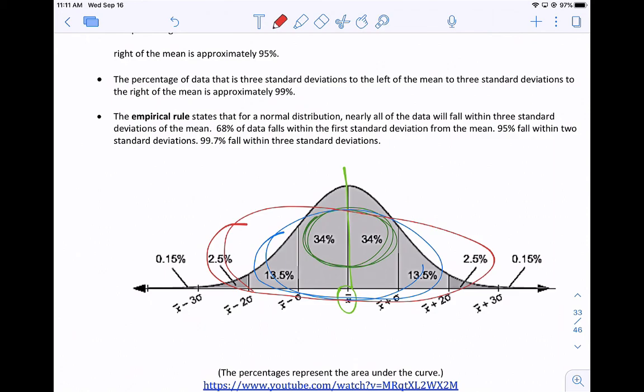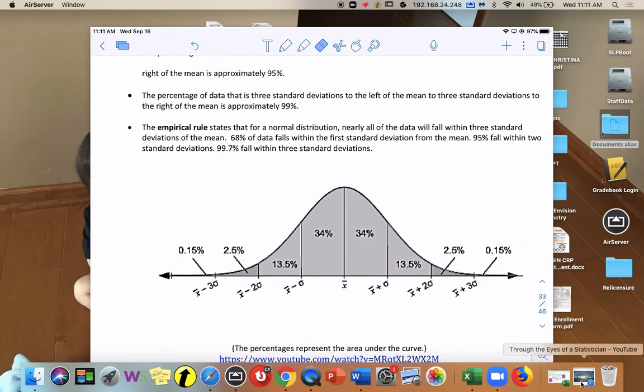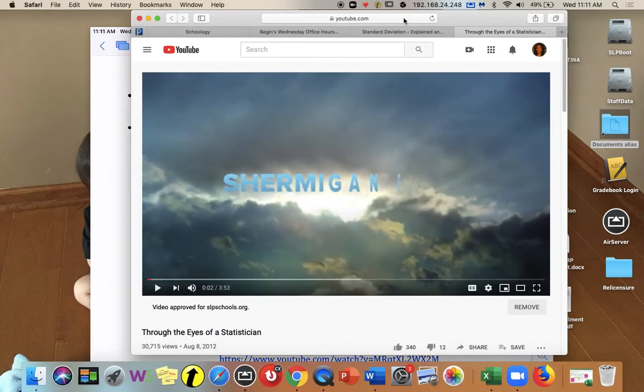The empirical rule states that for a normal distribution, nearly all of the data fall within 3 standard deviations, so 99%. 68 falls within the first standard deviation and 95 within the 2 standard deviations. And then about 99.7% fall within 3 standard deviations. Okay, so again, we're going to look at these numbers and what they mean. But first, I found these videos and I thought that they were pretty interesting and related to this, so we're going to watch them first.